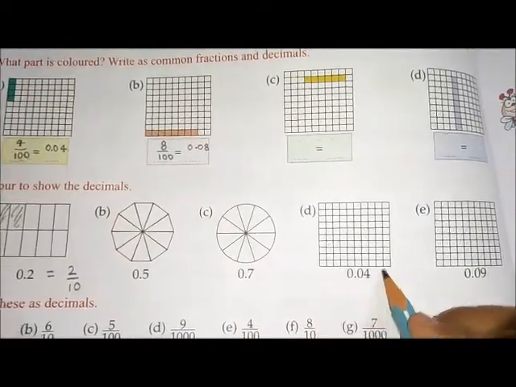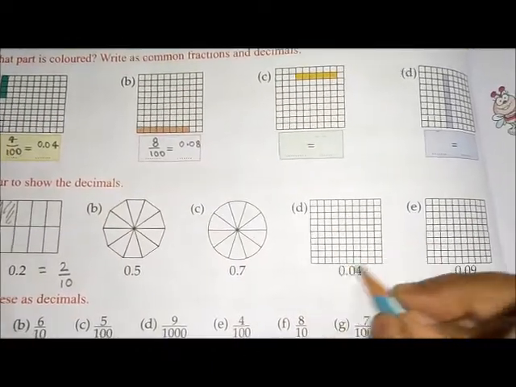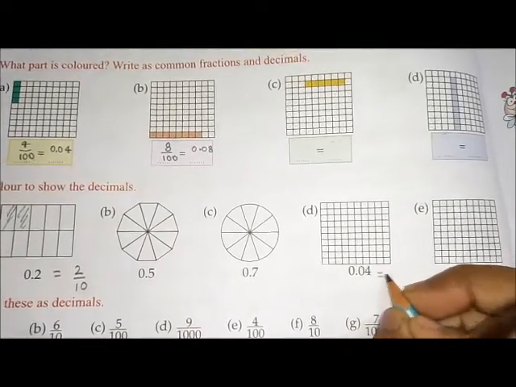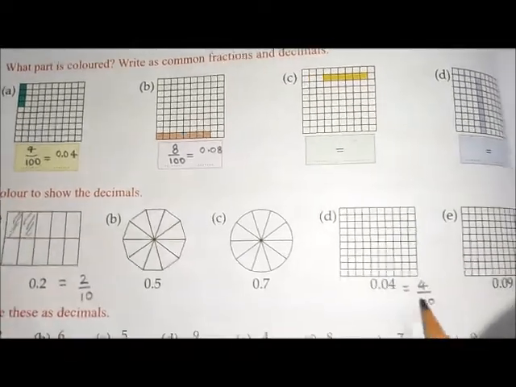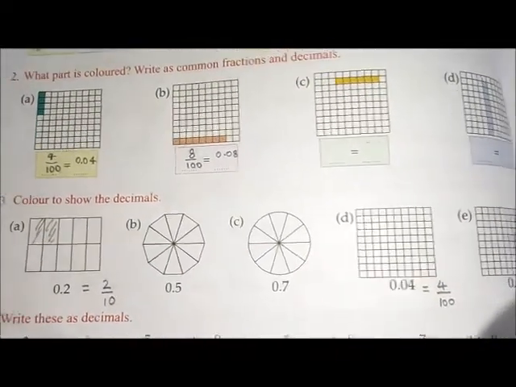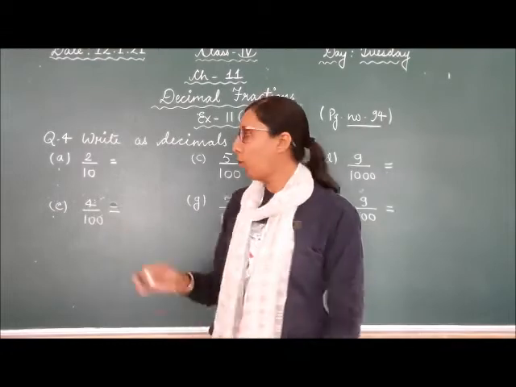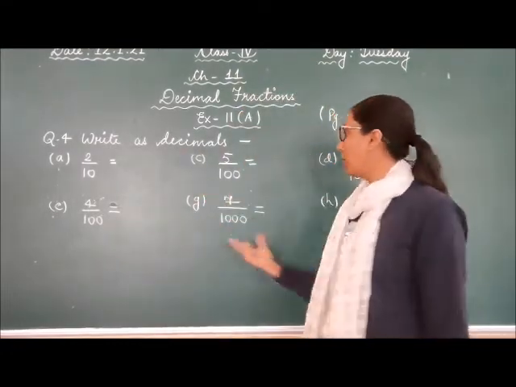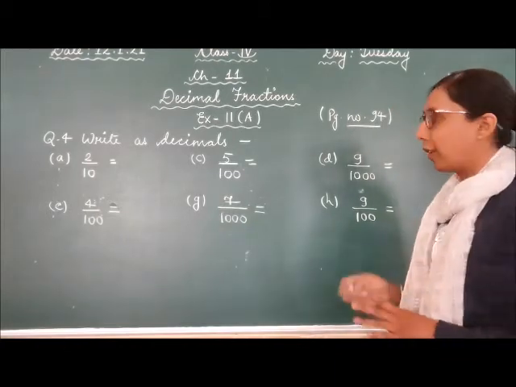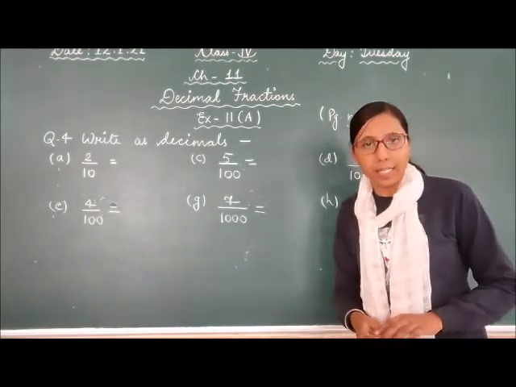For 0.04 you have to color 4 parts out of 100 and the fraction will be 4 upon 100. So after point जो भी digits है यहाँ पे उतने ही parts आपको यहाँ पे color करने हैं. Question number 4, we have to write these fractions as decimals. So here the fractional numbers are given that we have to convert it into decimal numbers.